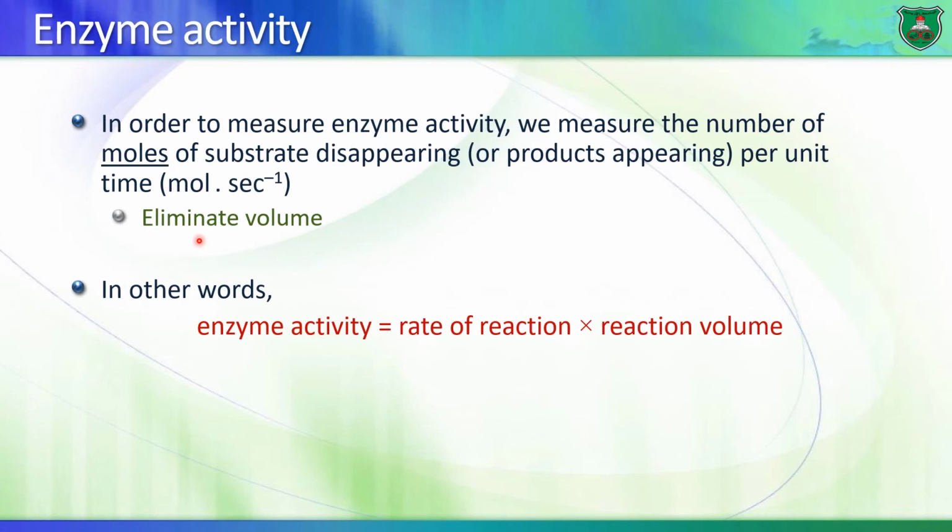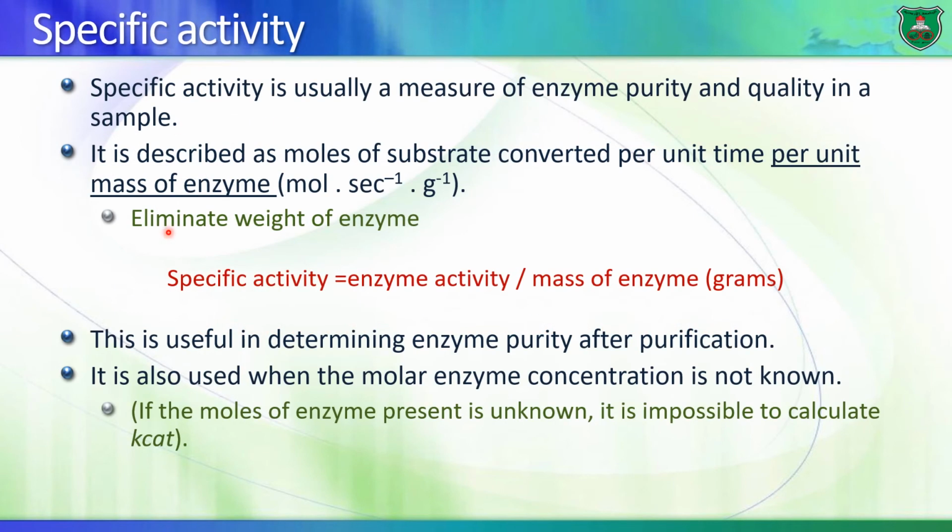Now, if we eliminate the volume from this equation, we would get what is known as enzyme activity, which is basically the number of substrate molecules disappearing or products appearing per unit time. Okay, that is moles per second, regardless of the volume. So that's enzyme activity. So it's rate of reaction, velocity, times reaction volume, and we would get enzyme activity.